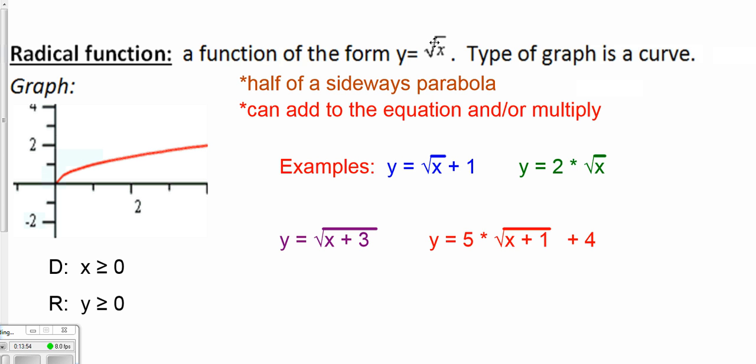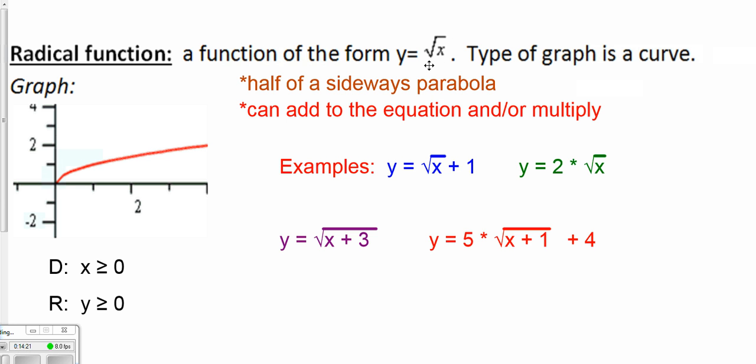Now again, if we're just looking at y equals the square root of x, that would look like this graph. So our domain would be x has to be greater than or equal to 0. Notice how we only have values over here, starting at 0. x can't go negative. You can't take the square root of a negative number. So we can't have any negative numbers for x. Also, the square root of a number can't be negative.